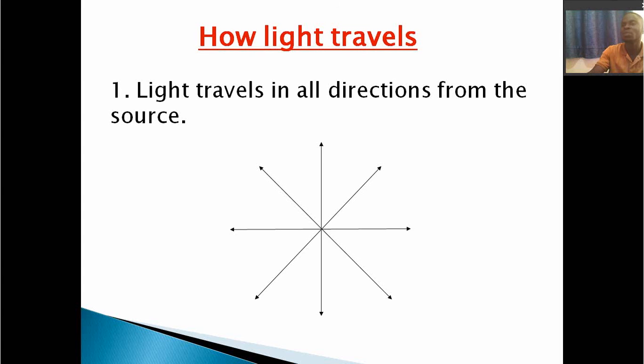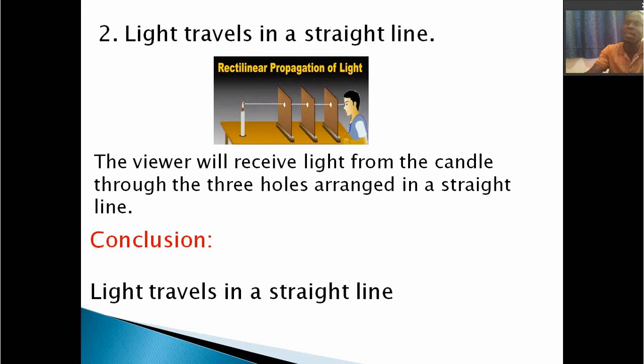But what I want you to keep in your mind is that they move in all directions, but in a straight line. Let's go on to the second one and say that light travels in a straight line. Light traveling in a straight line, we can also call that the rectilinear propagation of light.